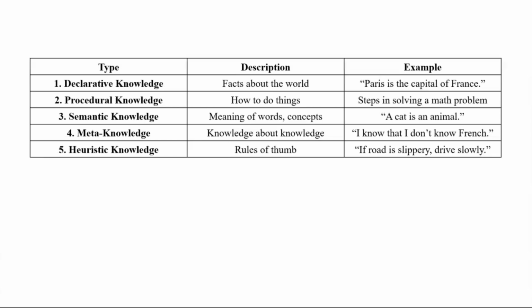The fifth type is heuristic knowledge. Heuristics are simply rules of thumb. These are not guaranteed to be correct every time, but they work well in most situations because they are based on experience. Humans use these heuristics every day. For example, if the road is wet, drive slowly. Usually, this is good advice, but maybe the road is wet because someone washed it, and not because it's raining. Still, slowing down is generally the safer decision. That's heuristic knowledge, which is based on experience.